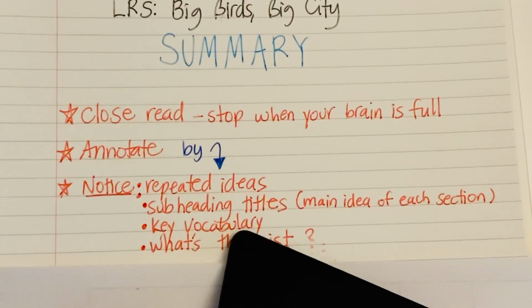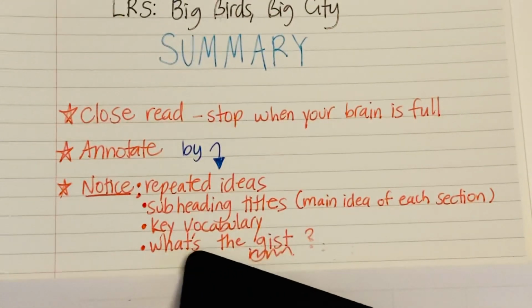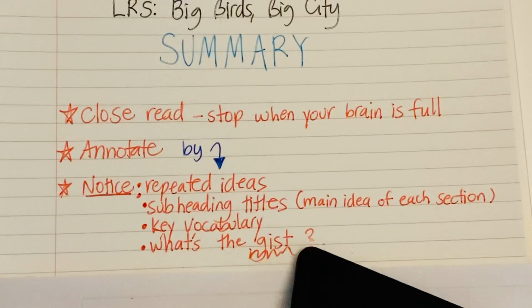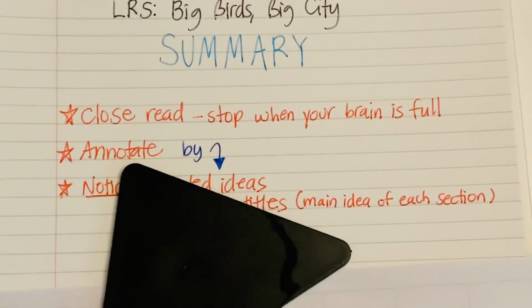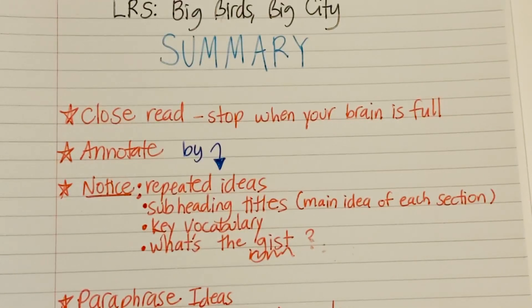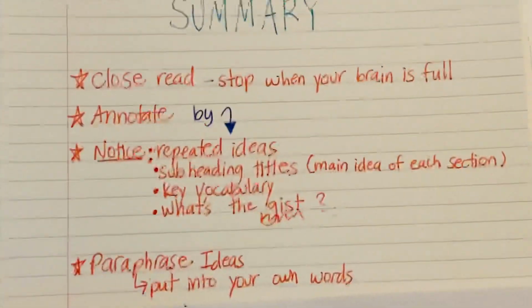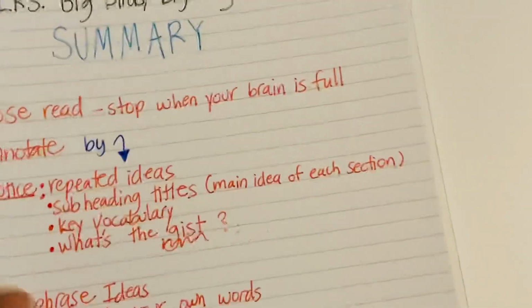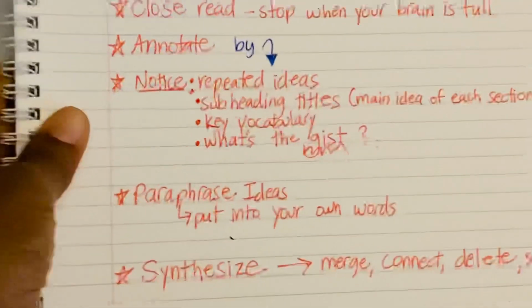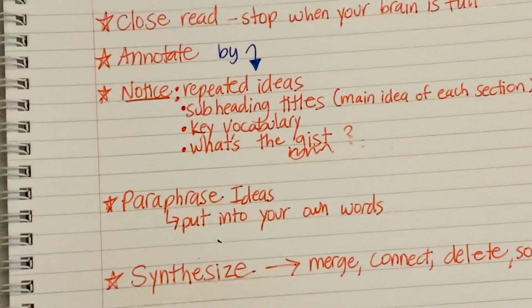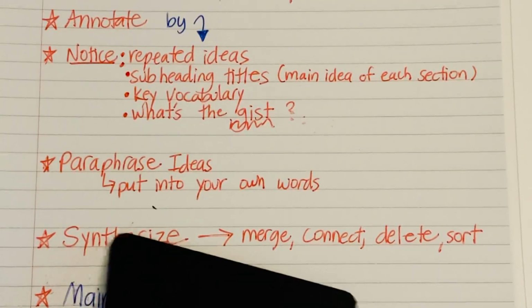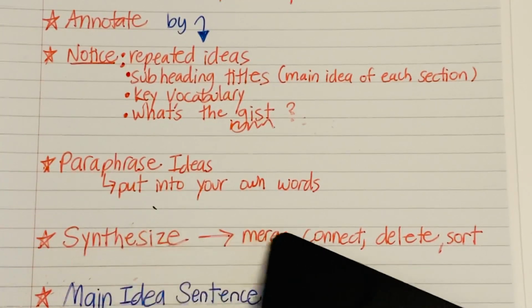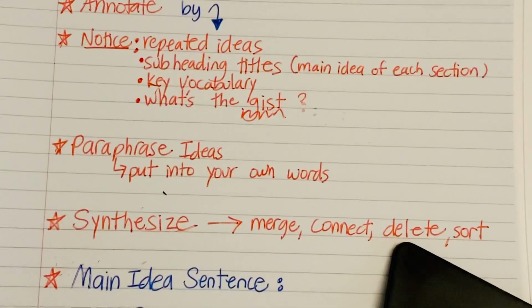You also noticed how to look at key vocabulary, and you always ask, what's the gist? What's the big idea here? And then you annotate or take notes. You also learn how to paraphrase your ideas, which means putting them into your own words. And then the other thing you started to do was synthesize. Synthesize is when you merge, connect, delete, and sort your ideas. And this is all happening inside of your brain, but you're pausing to do that work. And then, of course, you write it down.